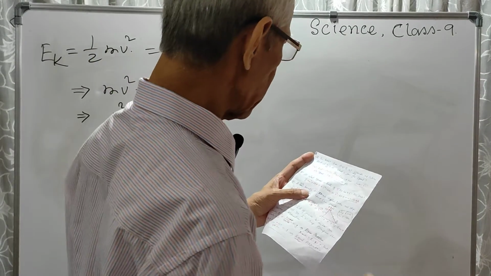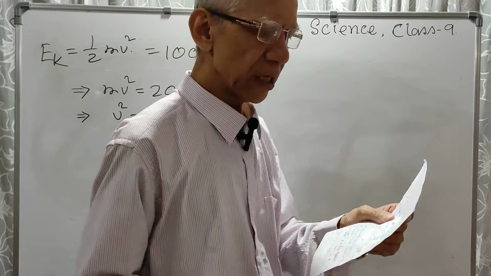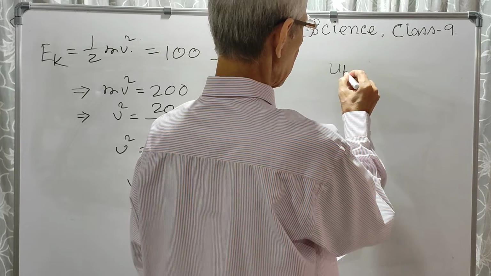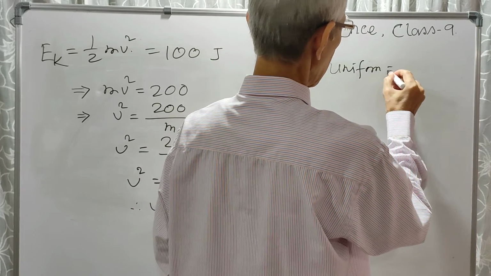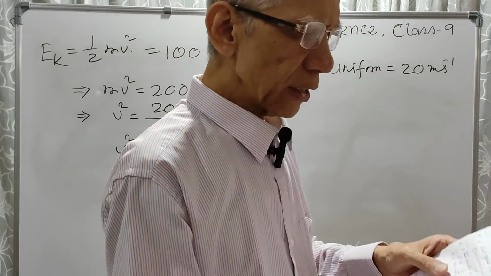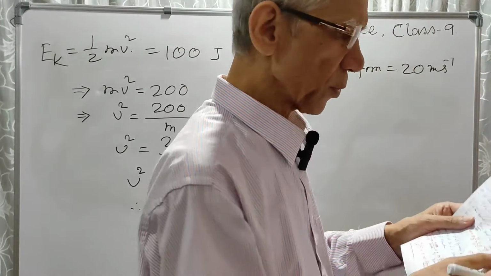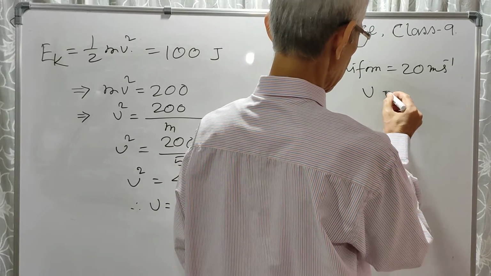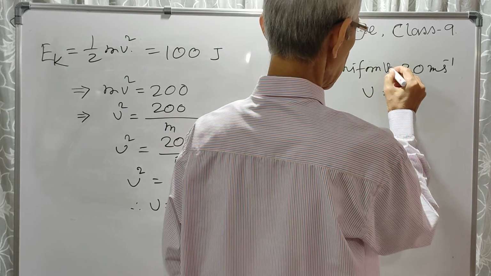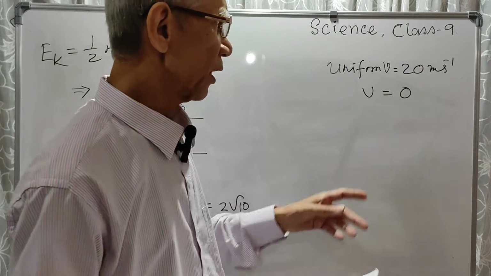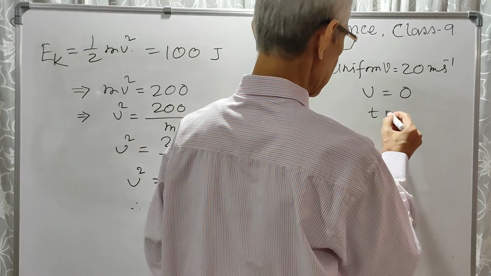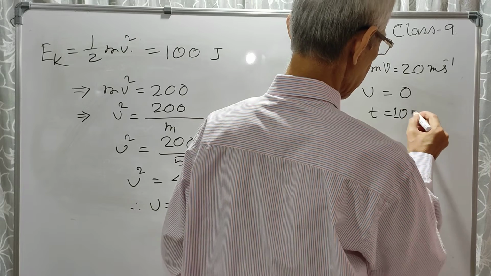Okay. So let us see what is given. A car is traveling at 20 meter per second. So that is the uniform velocity. Then it applies brakes and finally it stops. That means final velocity 0. So it is moving with uniform velocity 20 meter per second, then it stops. So final velocity 0, stops in what time? Time is 10 seconds.